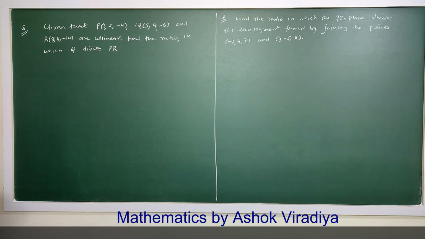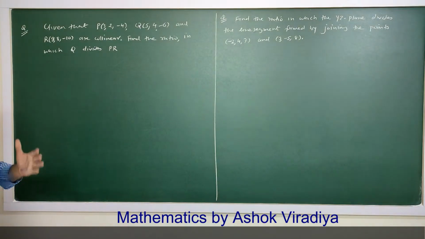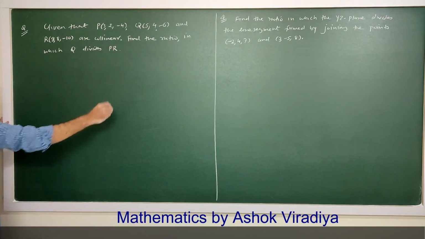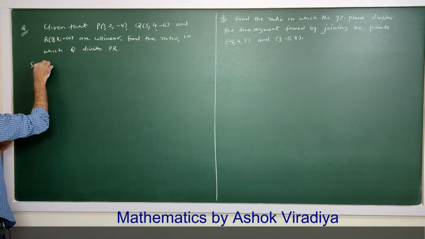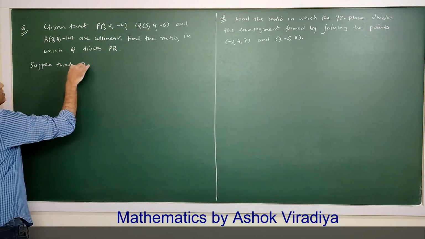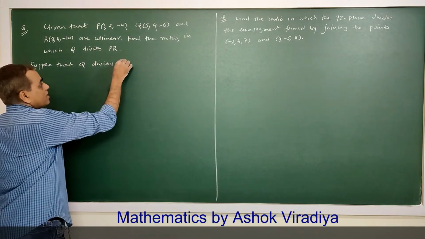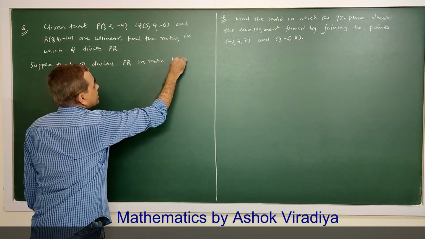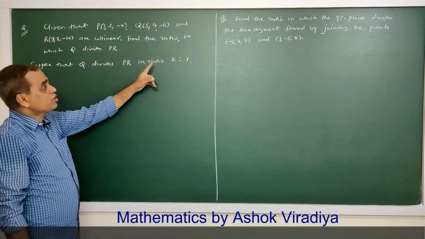Given that these 3 points are collinear, find the ratio in which Q divides PR. We suppose that Q divides PR in the ratio k is to 1. Q divides PR in the ratio k is to 1.